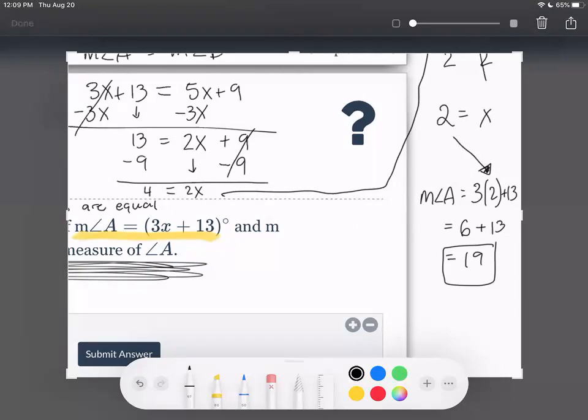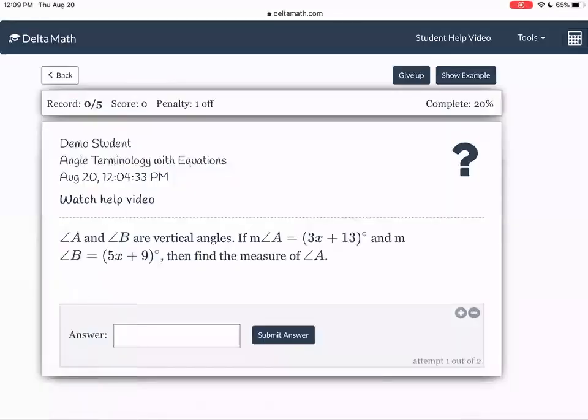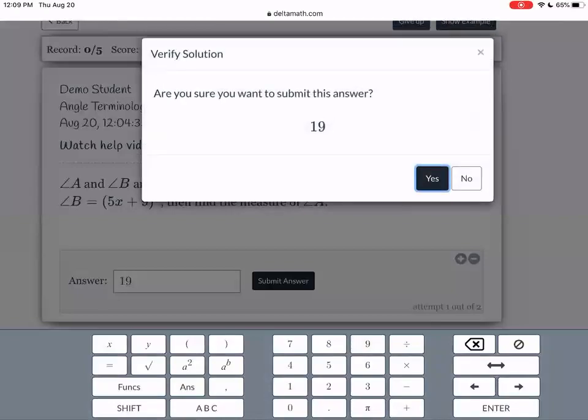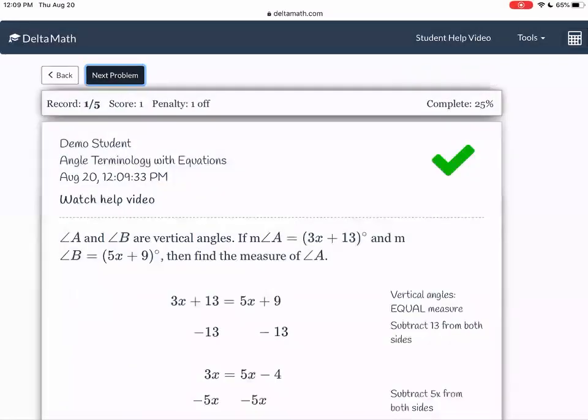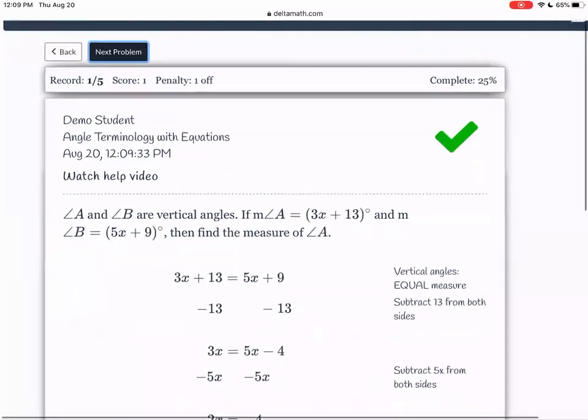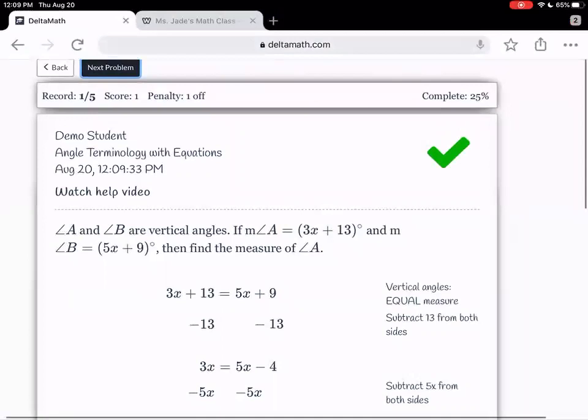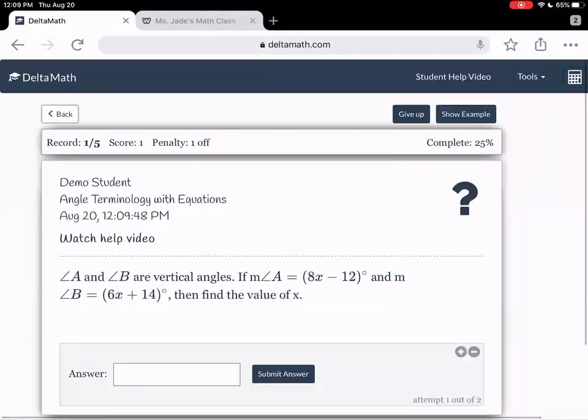Okay, so I'm going to enter this into Deltamath. 19, submit answer. Are you sure? Yes. And then there we go. So vertical angles are equal measure. They can also give you a supplementary or they can give you a complementary. Let's see if they can give us one of those for another example.